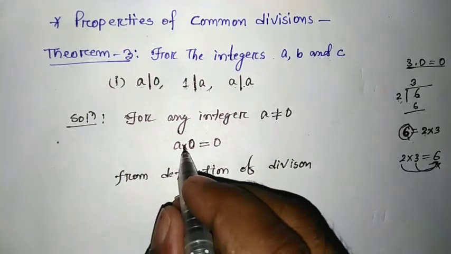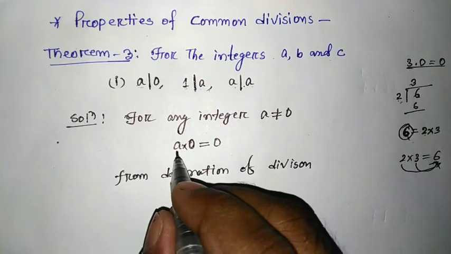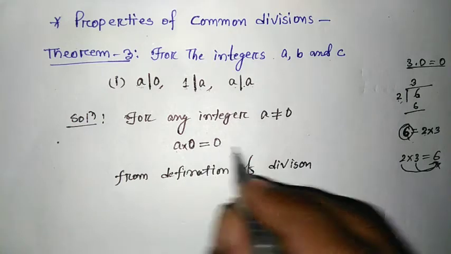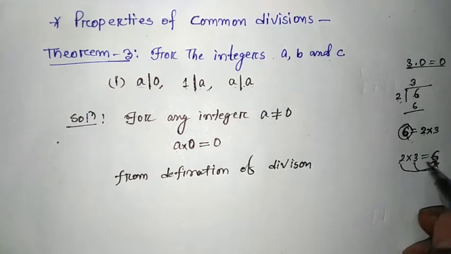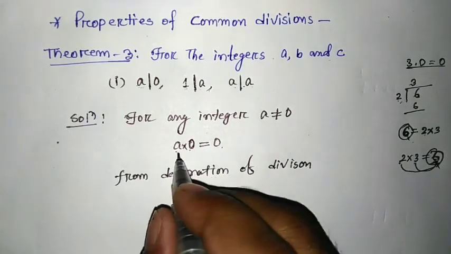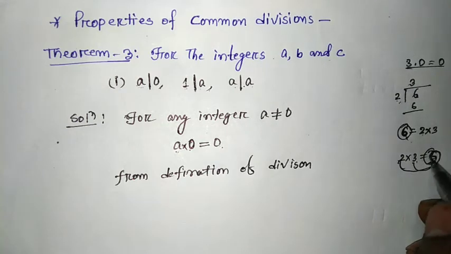a into 0 is equal to 0. That means a is an integer, 0 is an integer, so a into something is equal to 0. Suppose 2 into 3 is equal to 6. It means that 2 divides 6. So a into 0 is equal to 0. That means a divides 0. Yes or not?